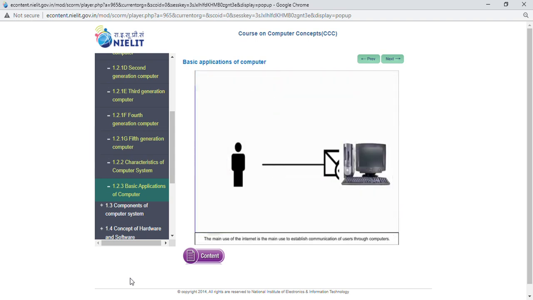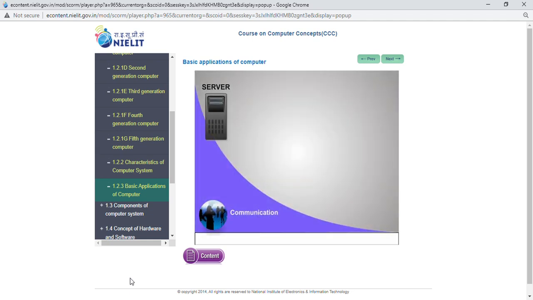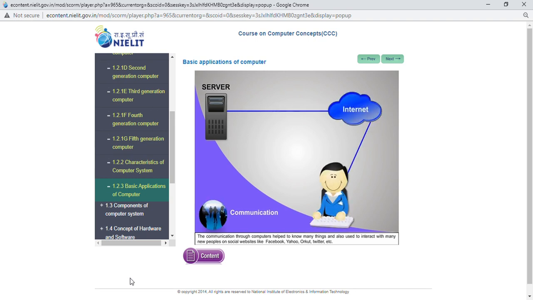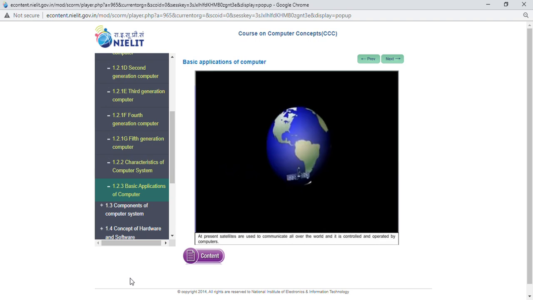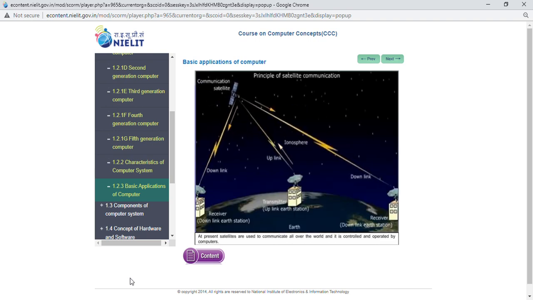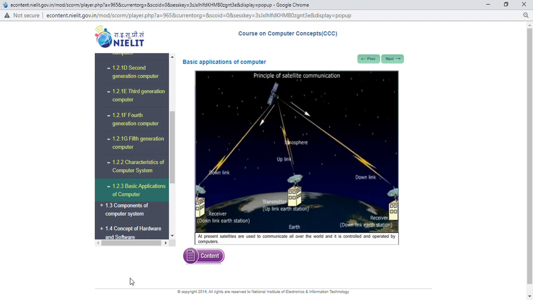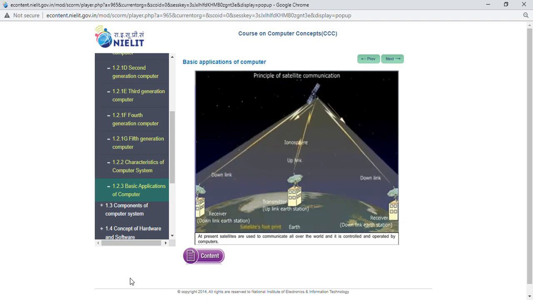The main use of the internet is to establish communication of users through computers. Communication through computers helped to know many things and also to interact with many new people on social websites like Facebook, Yahoo, Orkut, Twitter, etc. At present, satellites are used to communicate all over the world and they are controlled and operated by computers.